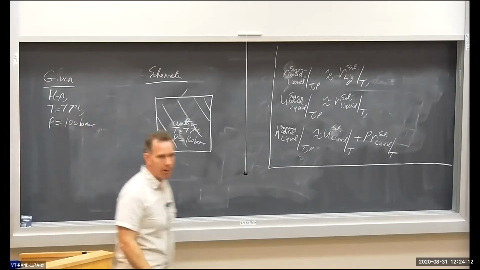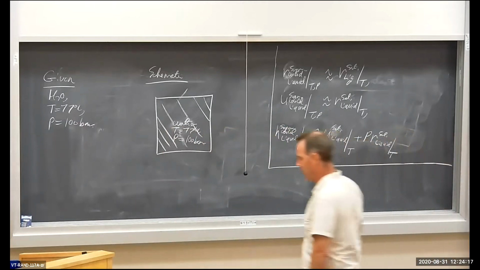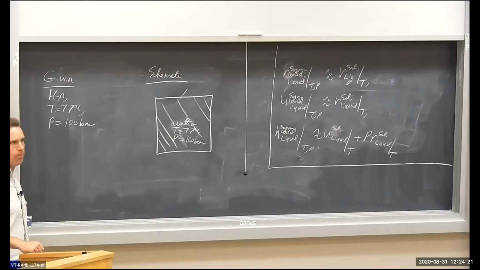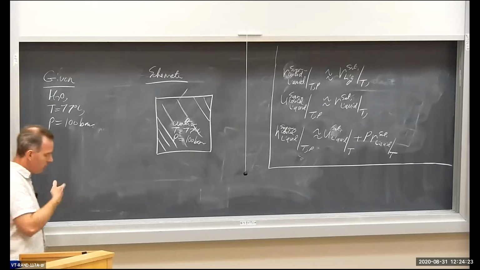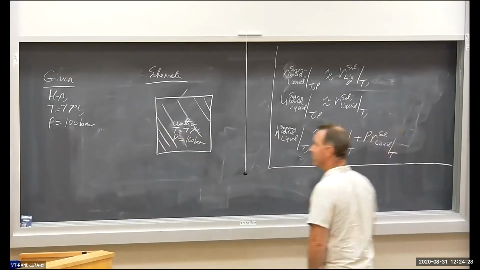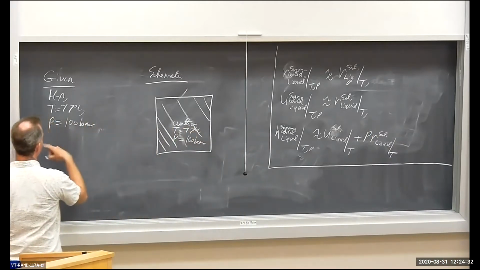1 atmosphere is about 1 bar. Remember, a bar is 10 to the 5th Pascal. So 1 bar is an atmosphere approximately. 1.01 bar is an atmosphere. So this is about 100 atmospheres. It's a lot. Very high pressure. Okay? So we have H2O, 77 degrees C, and at a pressure of 100 bar.